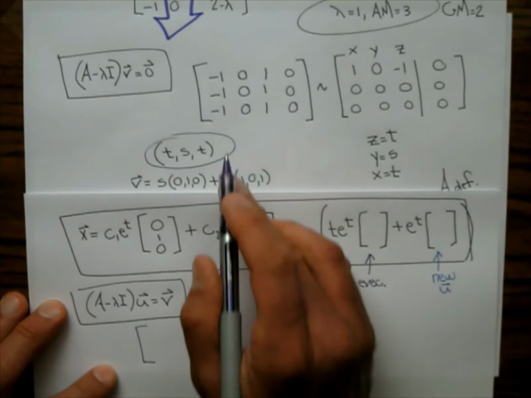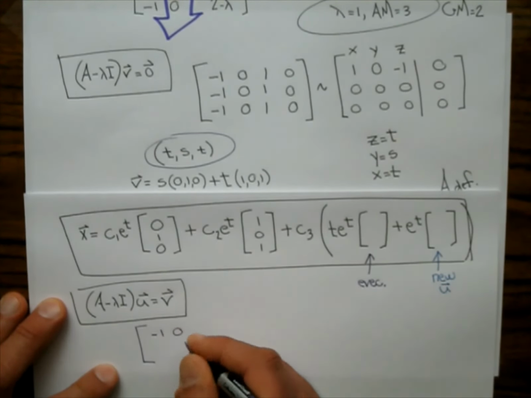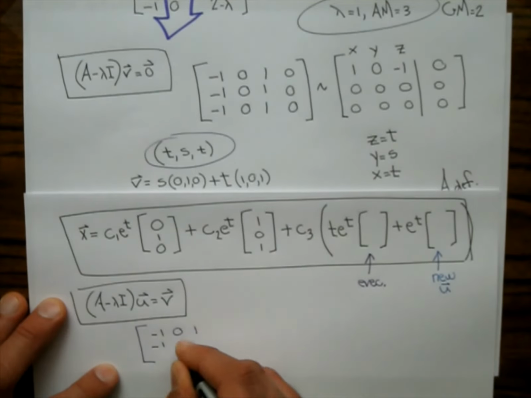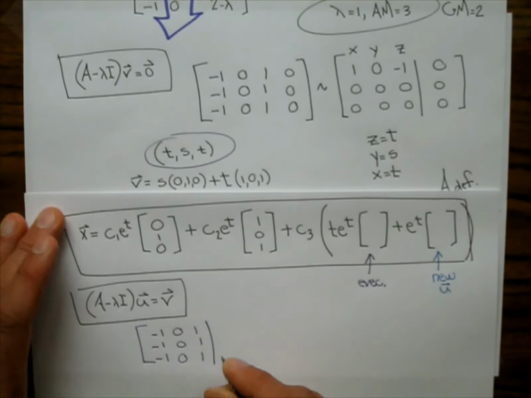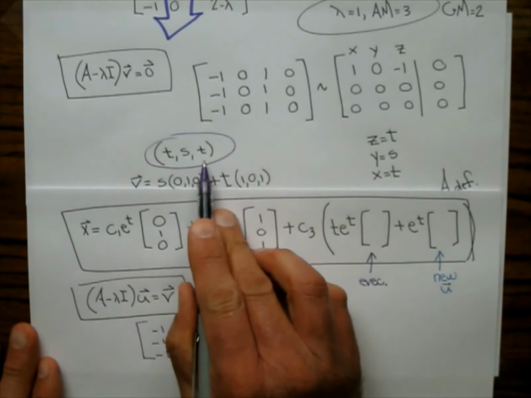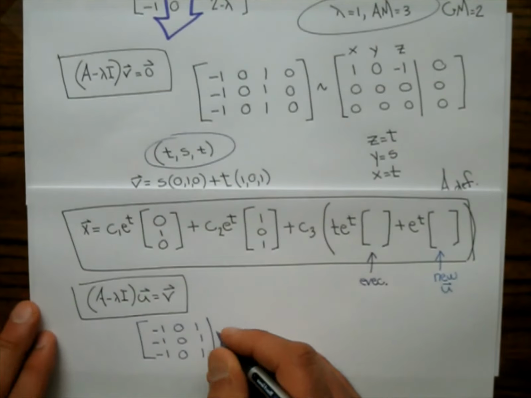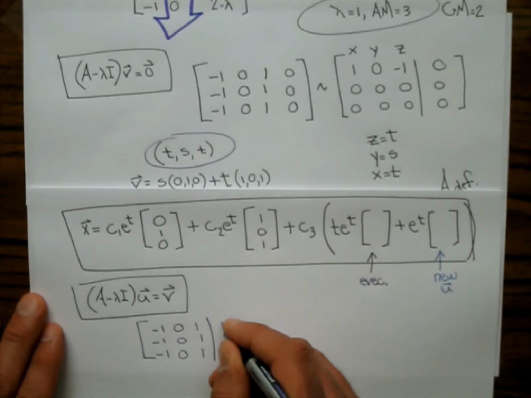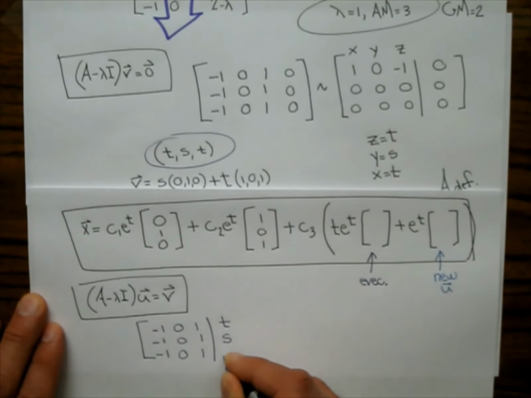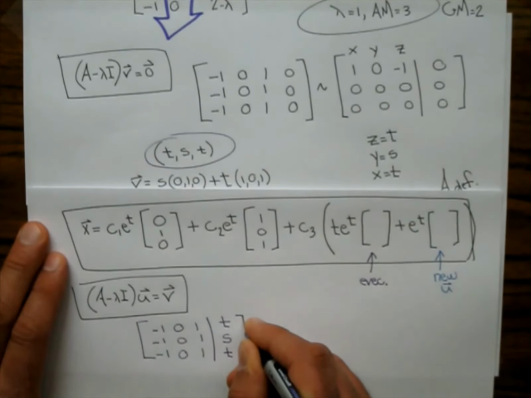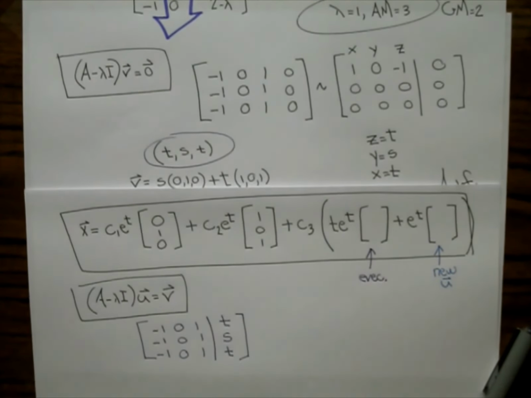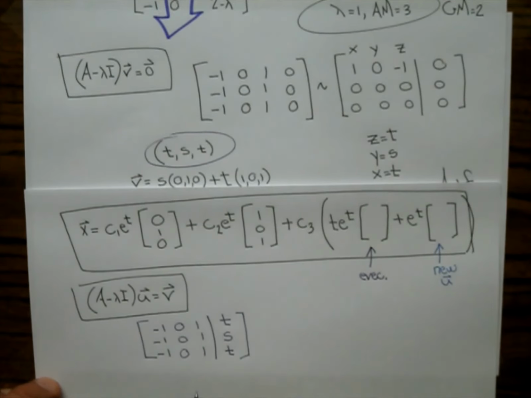So the A minus lambda I is this. Negative 1, 0, 1. Negative 1, 0, 1. Negative 1, 0, 1. Now be prepared to be shocked. I'm going to just put both this t, this s, and this t in there. So this is t, s, t. So what I'm going to do now is make the realization that row 1 and row 3 are the same.